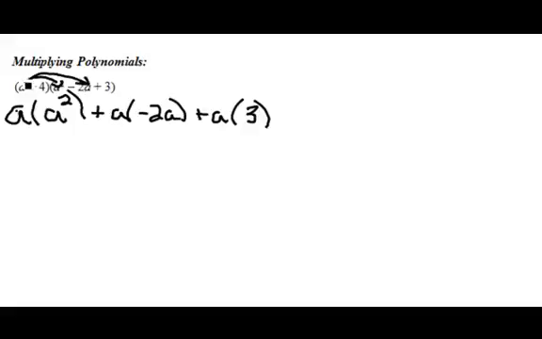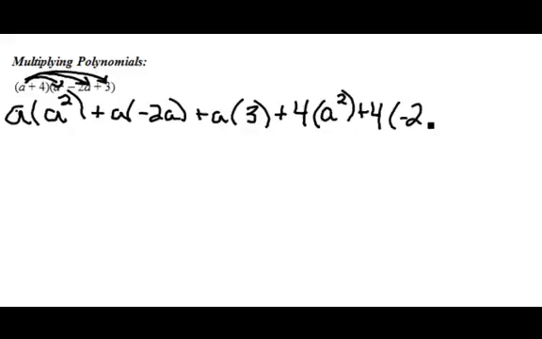Now I have to go back through and distribute my 4 to every term in the second polynomial. So I'm going to take the 4 times the a squared term, and then I'm going to take the 4 times the negative 2a, and finally I'm going to distribute my 4 to the positive 3.